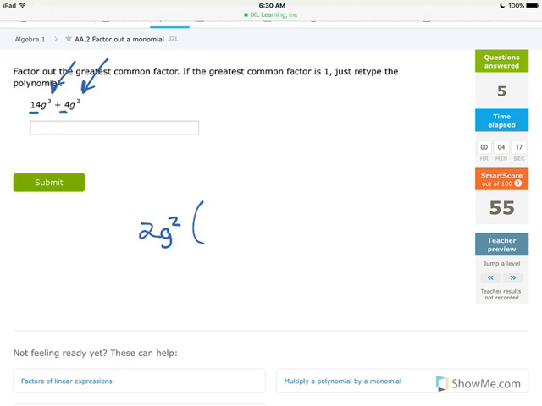And what do you need on the first term? You would need a 7, because 2 times the 7 makes the 14, and you need another g, because g squared times g makes g to the third. Plus you're going to need a 2 to get the 4, and then g squared, all of that came out. And as always, check it by remultiplying.